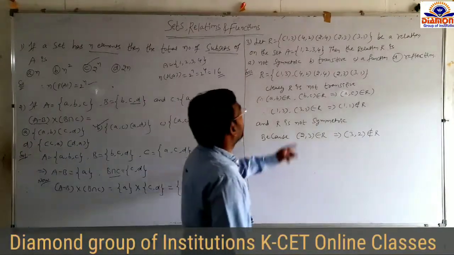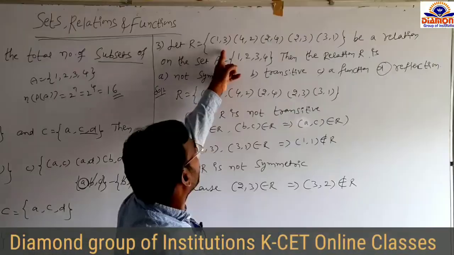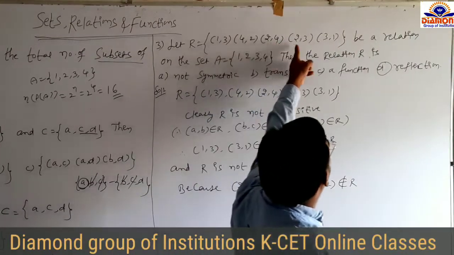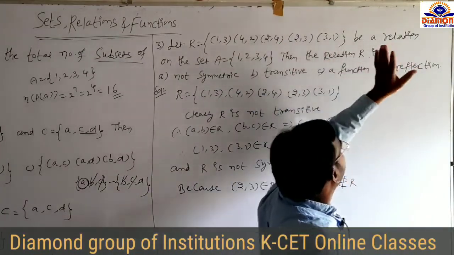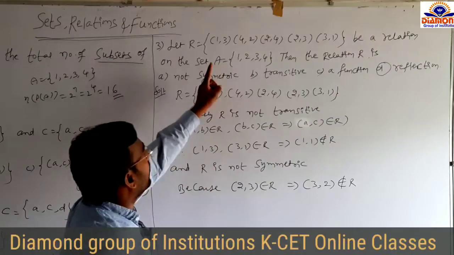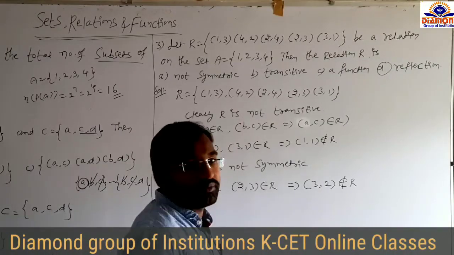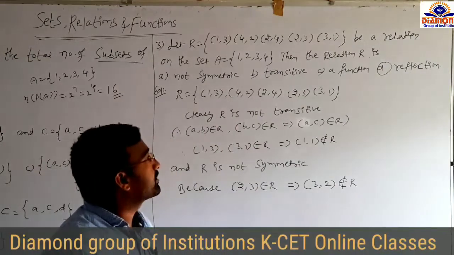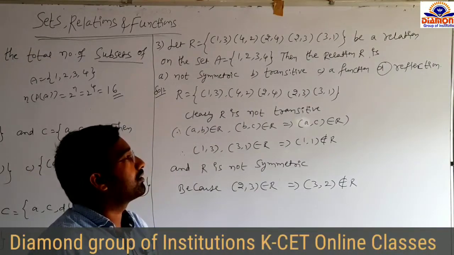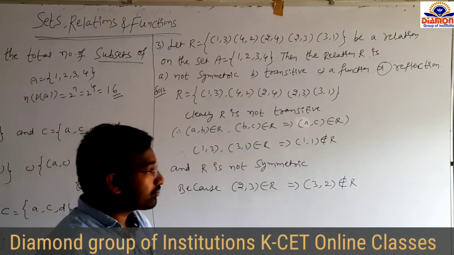Next, let R equal to the relation given by {(1, 3), (4, 2), (2, 4), (2, 3), (3, 1)} be a relation on the set A equal to {1, 2, 3, 4}. Then the relation R is: option A, not symmetric; option B, transitive; option C, function; option D, reflexive.